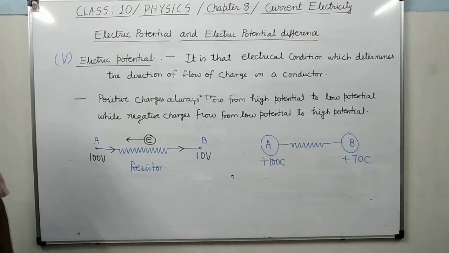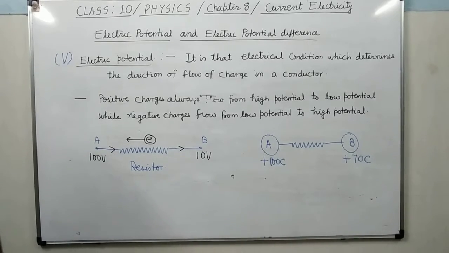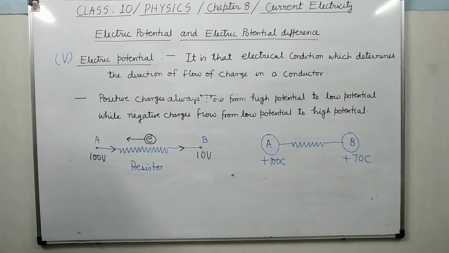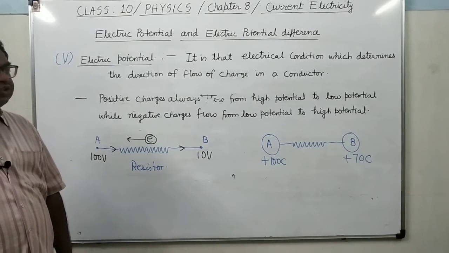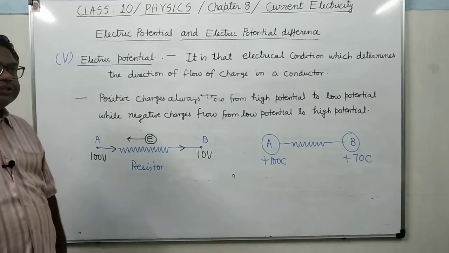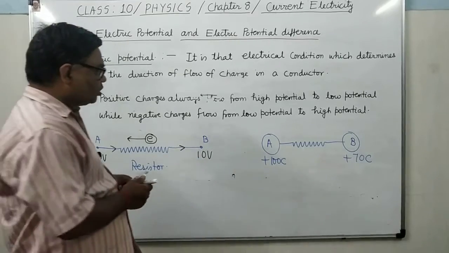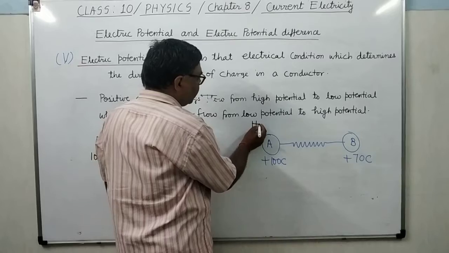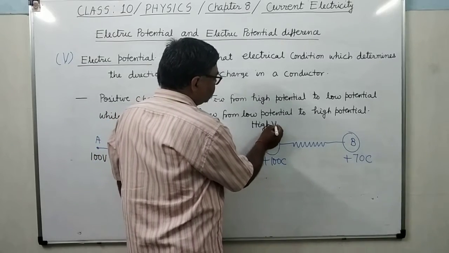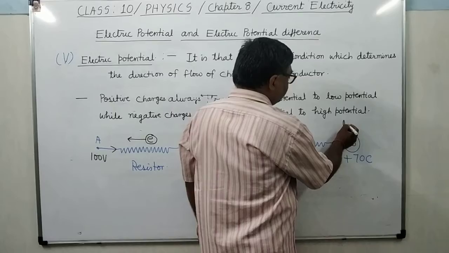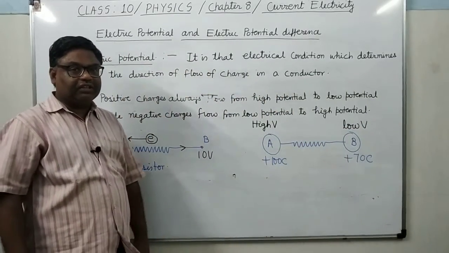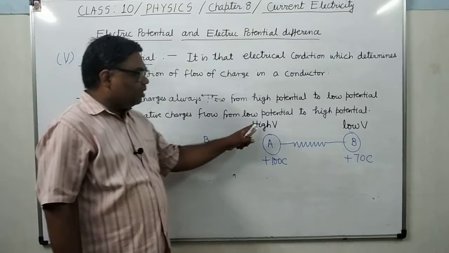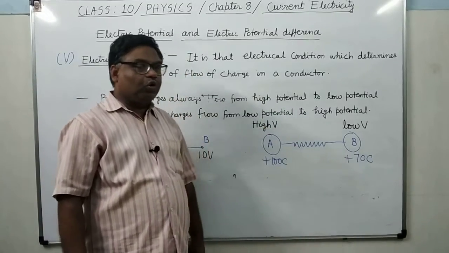The one having more positive charge will be at higher potential. That will have more electric potential, provided their sizes are the same. Both the bodies should have the same size. Is it clear? So the body which has more positive charge will be at high potential, and the other will be at low potential. But there is a condition: both the bodies should be of the same size.